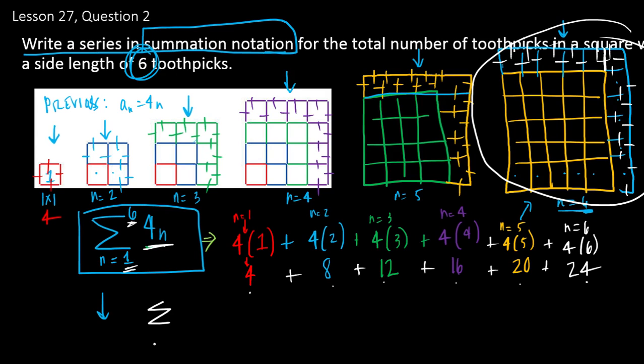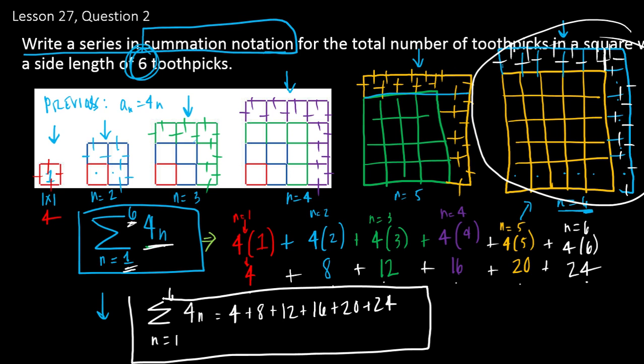So this, the sum from n equals 1 to 6 of 4n, means that I evaluate, I'm just reiterating this one last time, okay? Means that I evaluate this rule for n equals 1, n equals 2, 3, 4, 5, and 6. And I add each piece together. So that means 4 plus 8 plus 12 plus 16 plus 20 plus 24. And that would tell me, if I take that sum, the final answer of how many toothpicks it takes to make that, okay?